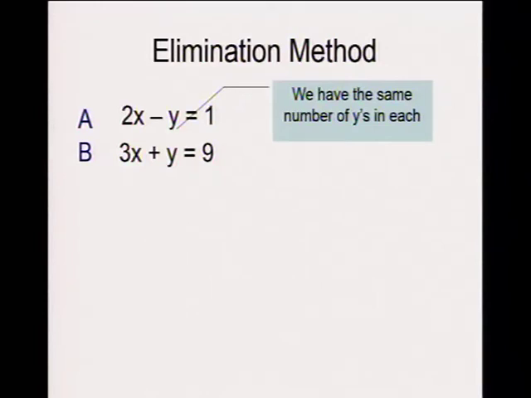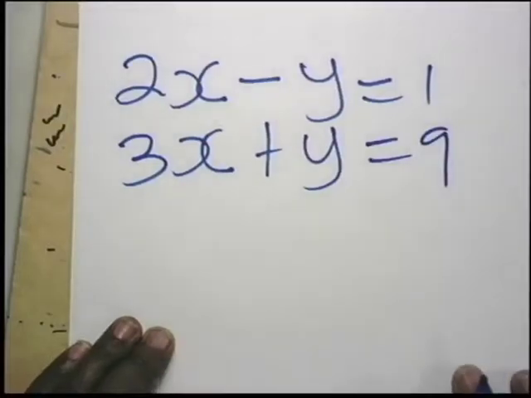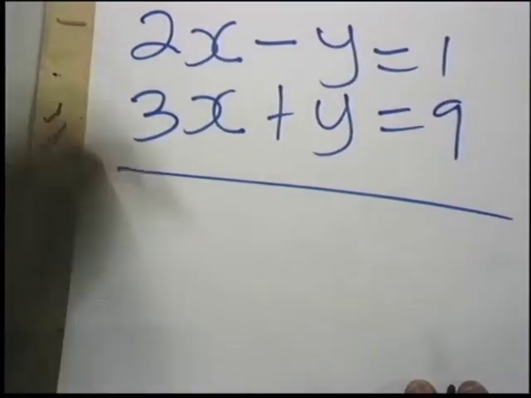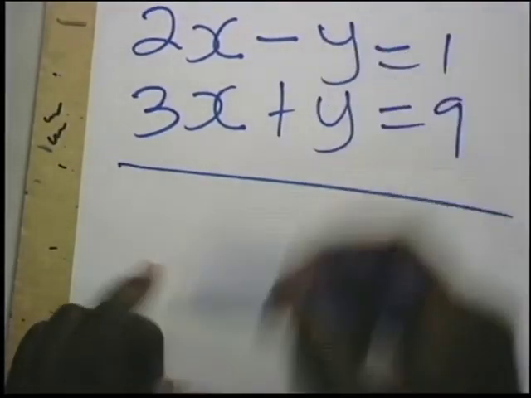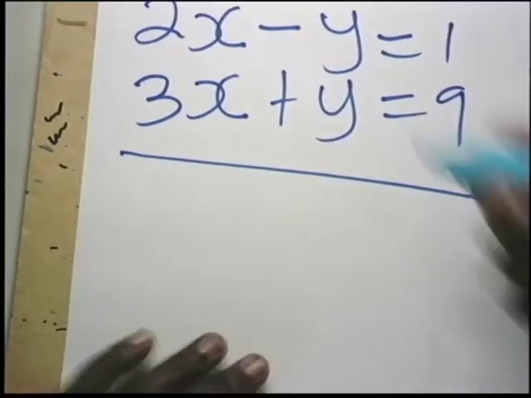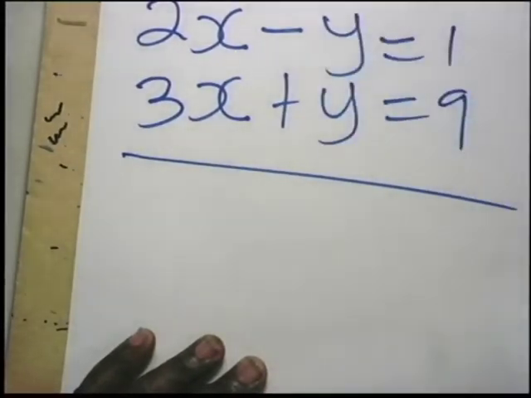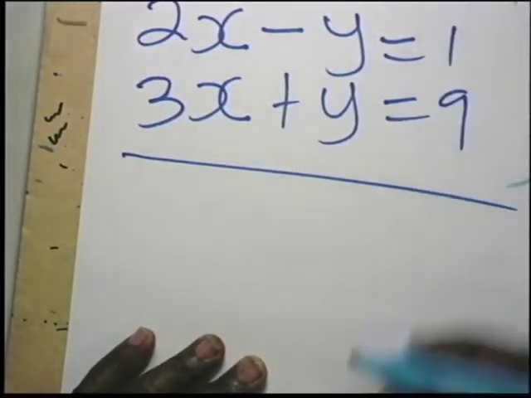Let me rewrite it. We have got 2x minus y equals 1. We have got the second one, 3x plus y equals 9. We're going to use the elimination method. You see, the y in one is negative, the other one is positive. So by simply adding these two, we'll get something interesting.